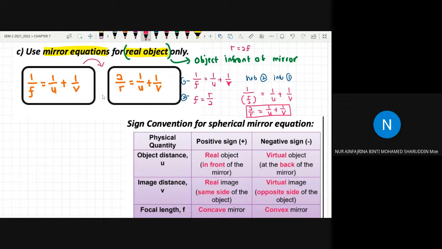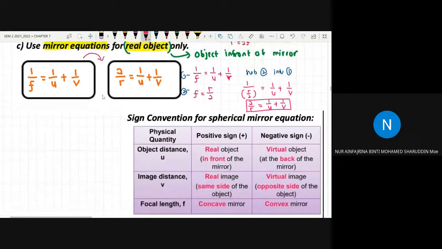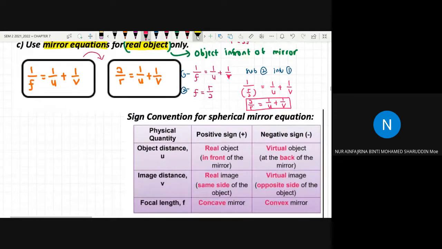Okay, now this is the most important part. Yang paling penting adalah sign convention for spherical mirror equation. So, whenever kita nak guna equation ini, yang 1 over F equals to 1 over U plus 1 over V, awak kena tahu dulu sign convention dia.